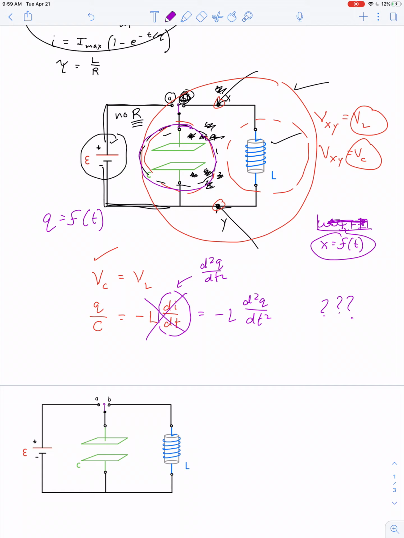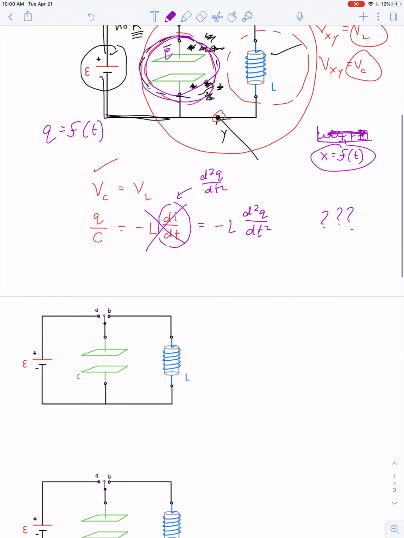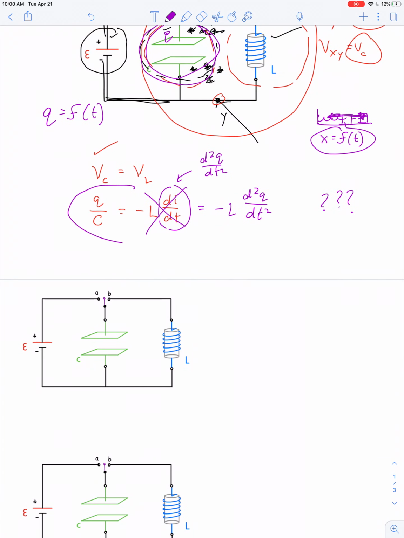Once the switch has been moved to A to fully charge the capacitor, and then we move the switch to position B, the amount of charge that resides on the plates varies as time passes. So this expression is telling us that the function that describes how charge varies in time is directly related to the second derivative of that very function. So you have to think to yourself, what type of equation can I take the second derivative of and just get back that same equation?